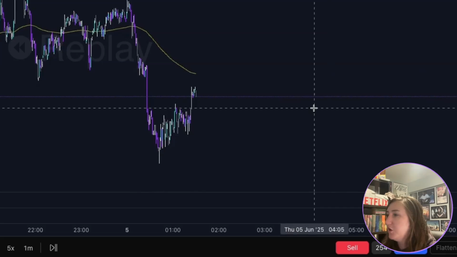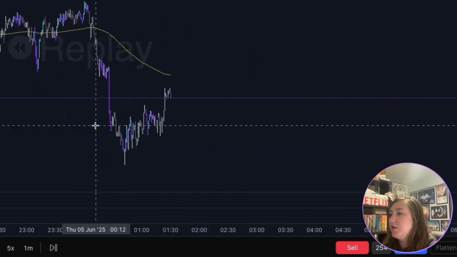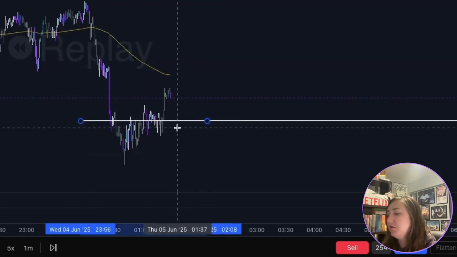Next, we are actually going to get into some trend line basics here. So trend lines, we kind of already talked about horizontal trend lines with support and resistance, right?